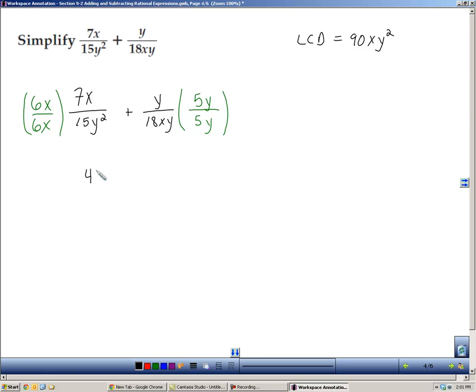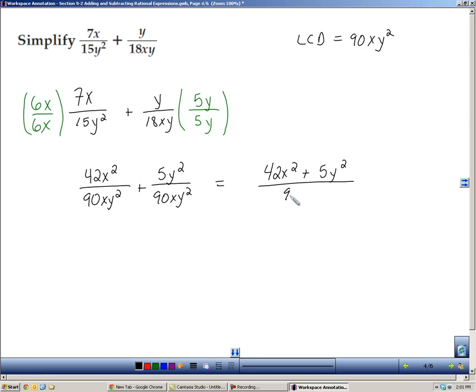Top over here will be a 42x squared over 90xy squared. Here we'll get 5y squared, again over 90xy squared. You cannot add or subtract fractions unless you have those common denominators. So now that we have it, I'll put the tops together, and that'll all be over my common denominator of 90xy squared. Now, if there's any kind of factoring I could do on the top or bottom, I'd want to do that and cancel. But I can't cancel anything here because this is a binomial and this is a monomial, and you can't take pieces of it. You have to take factors. So this is how my expression would simplify.